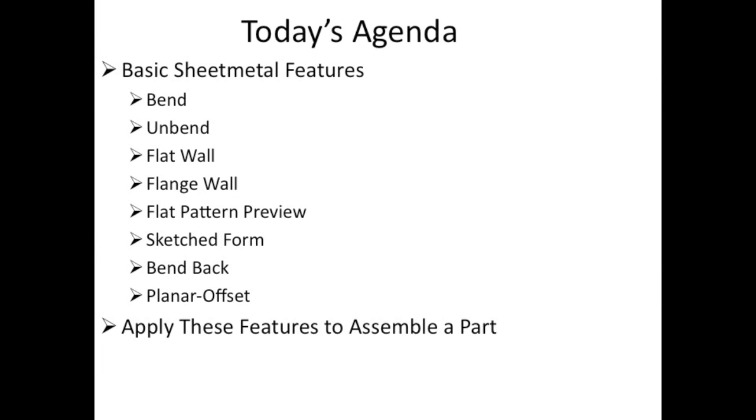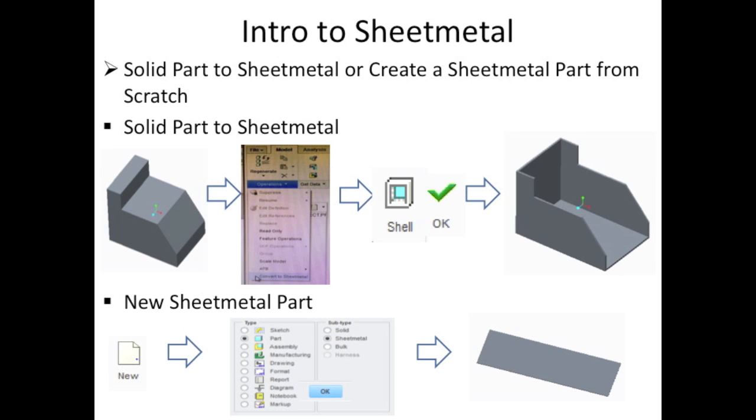Today's tutorial will include an overview of some basic features of sheet metal. We also have a video tutorial on how to utilize these features in Creo to create an actual part. One may convert an existing solid part into sheet metal, or create a sheet metal part from scratch.